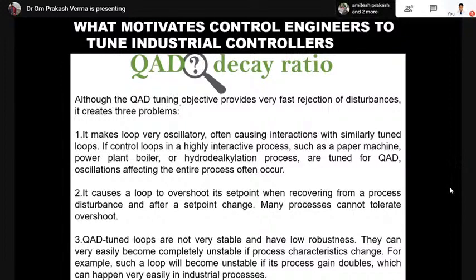Although the quarter amplitude decay tuning objective provides very fast rejection of disturbance, it creates three problems. These are the problems. Just to read these problems in the PPT, I will provide you.